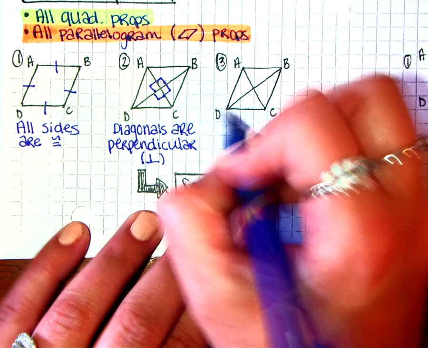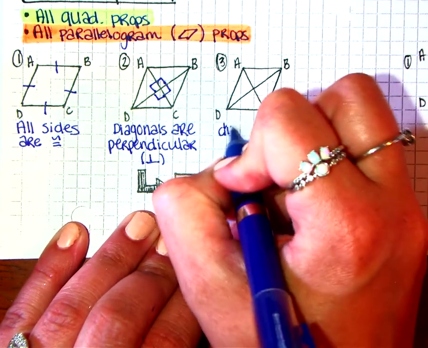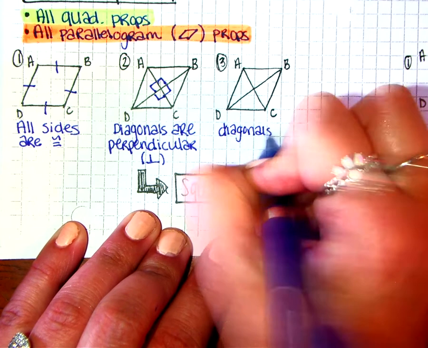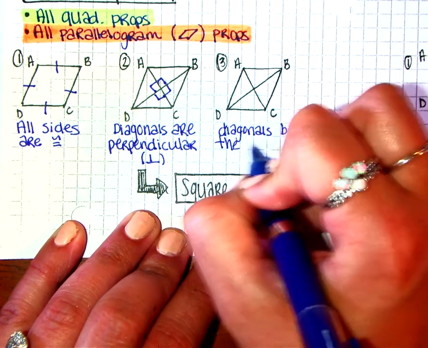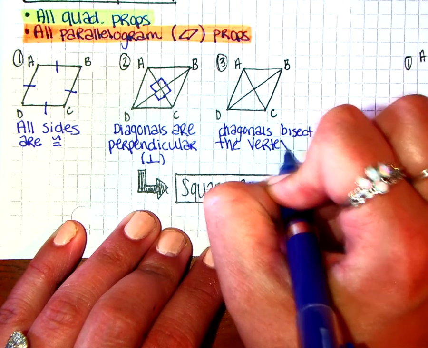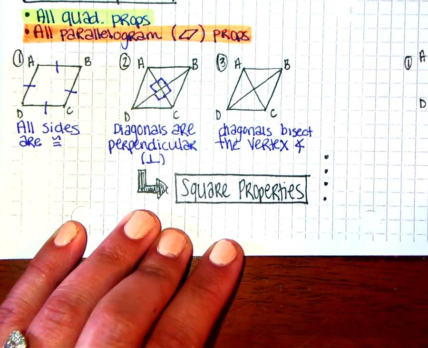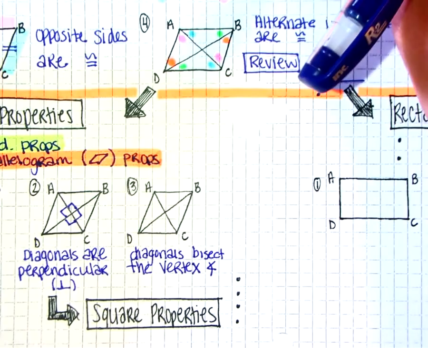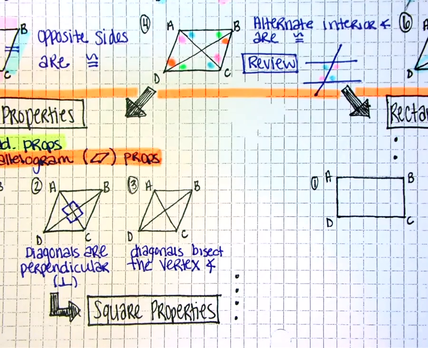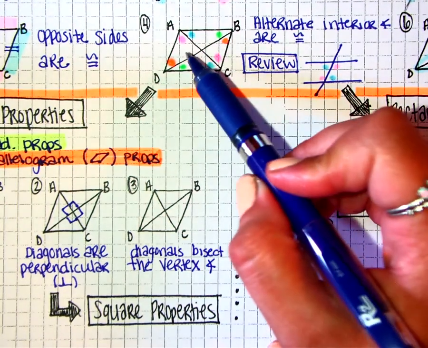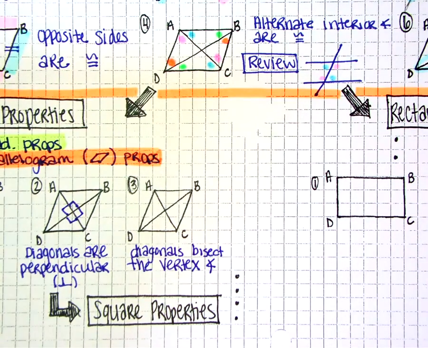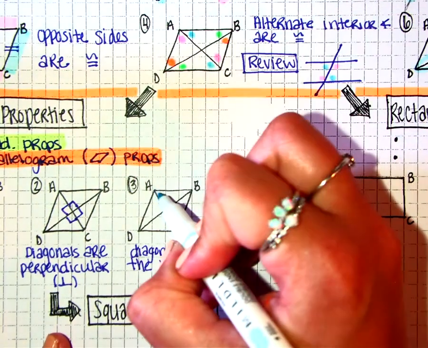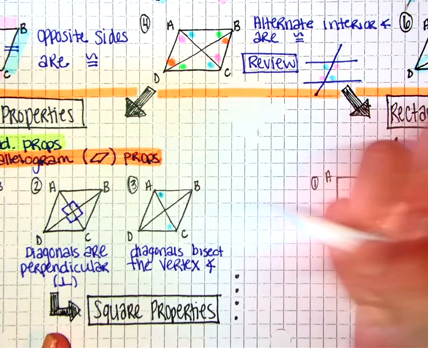And the last one, diagonals bisect the vertex angles. What that means is, let's flash back up to here, zoom everything in. There we go, perfect. Remember, in a parallelogram, alternate interior angles existed. So let's take this blue one. This angle will still be congruent to this one.